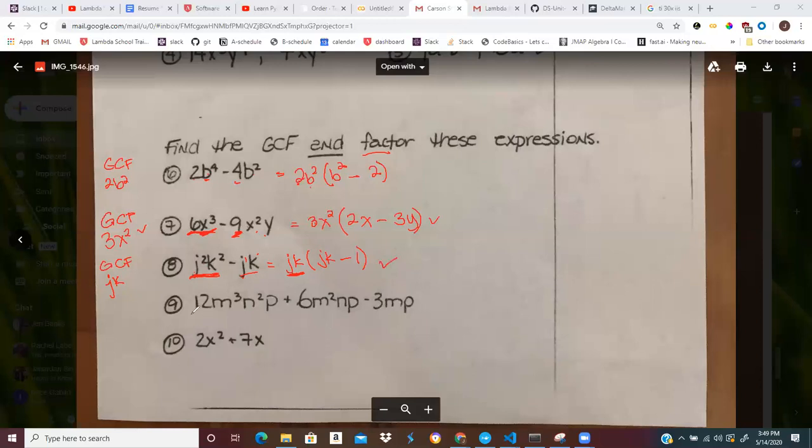So why don't you try number 9? Oh, you have 3 here, so think about, okay, numbers first. What's the biggest number that can divide 12, 6 and 3? And then for the m, look for the smallest exponent: m cubed, m squared, and m. Which one has the smallest exponent? For the n, well, you don't have n on this third one, so you do not have n as a GCF. For p, everything has p, so they all are p to the 1, so that's also your smallest one. So that's your clue for the GCF.